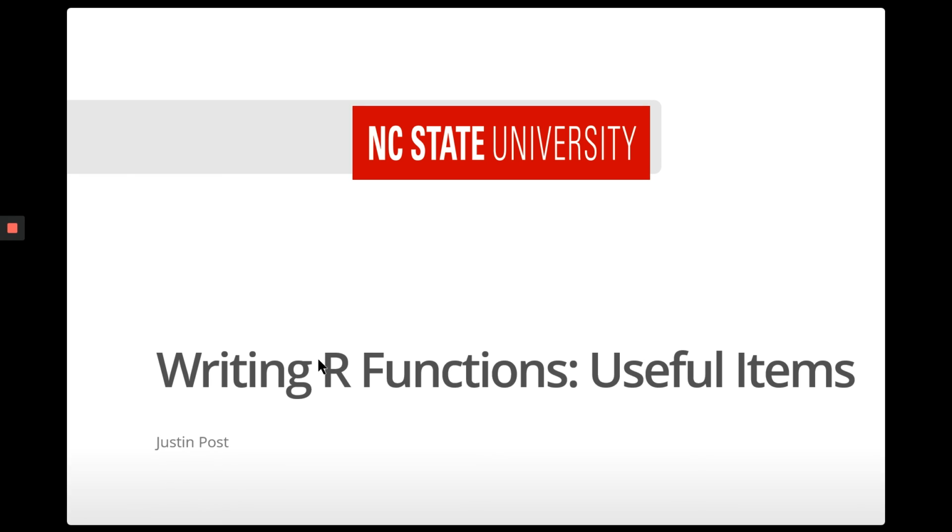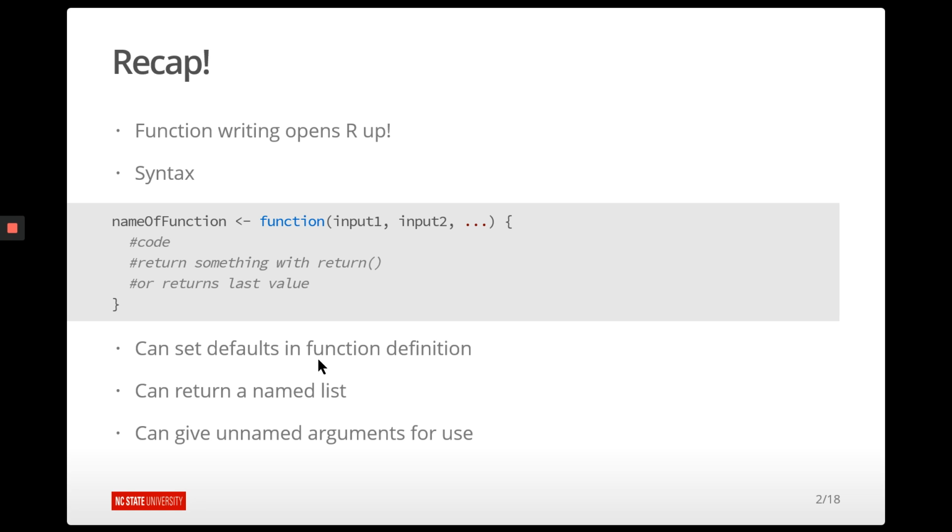This video talks about other useful things to know when you're writing R functions. So just to recap the last video where we introduced writing your own functions, we have the basic syntax here. We're saving our new function as an R object. And we talked about taking in user inputs, having default arguments, returning a named list of things back.